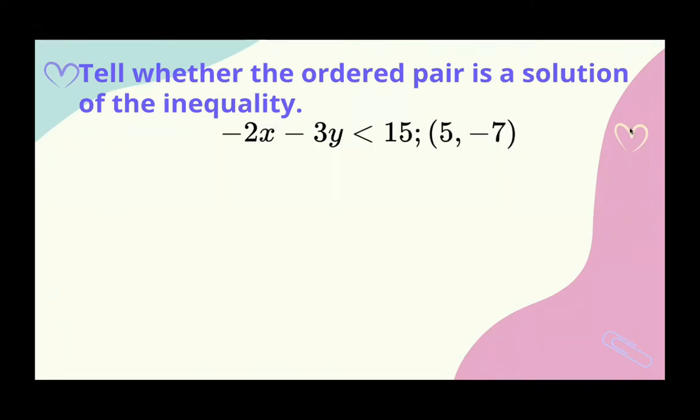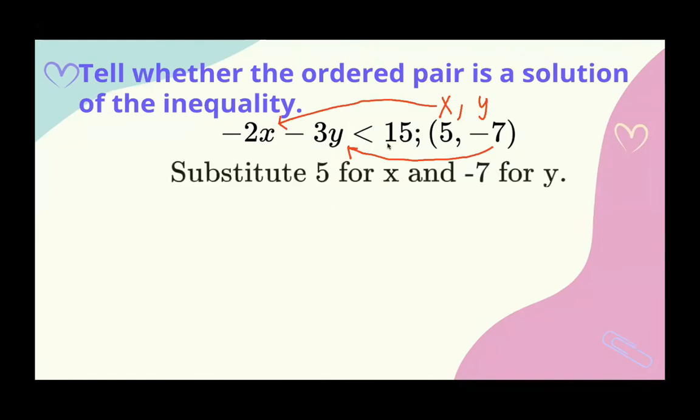Here is one last problem for you to try on your own. We have the inequality negative 2x minus 3y is less than 15, and the ordered pair 5, negative 7. So in our ordered pair, 5 is going to be our x coordinate, and negative 7 will be our y. So I'm going to plug in 5 for x and negative 7 for y.